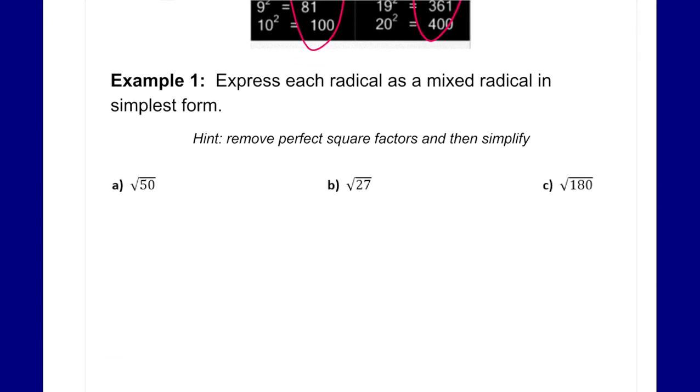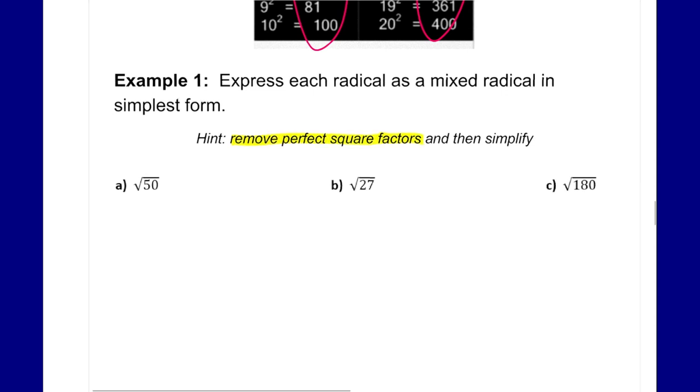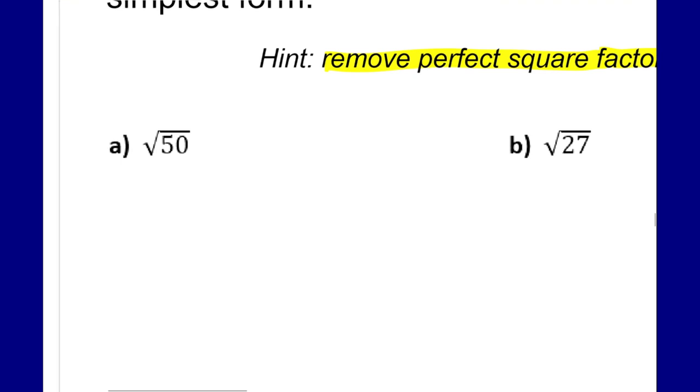For the first example, we want to express each radical as a mixed radical in simplest form. The hint that we're given is to remove the perfect square factors. So let's start with that. I have root 50. I want to break that up into factors where there are perfect squares. For example, I can rewrite root 50 as root 25 times 2. 25 times 2 is 50, so I can break it up like this.